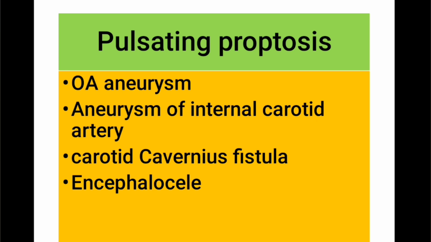Sometimes the proptosis can be pulsating, like in the case of ophthalmic artery aneurysms, aneurysm of the internal carotid artery, carotid cavernous fistula, or following encephalocele.